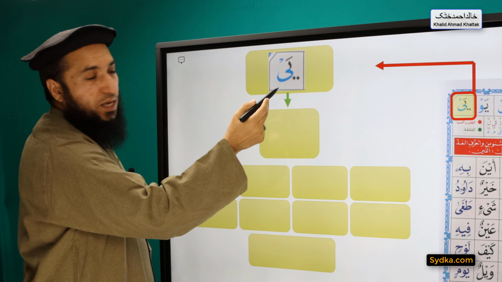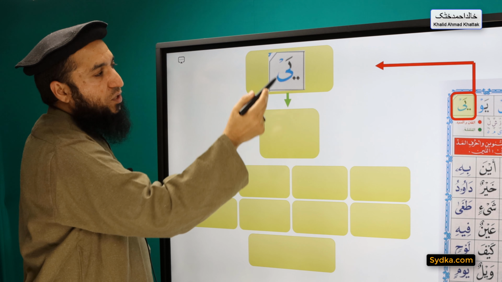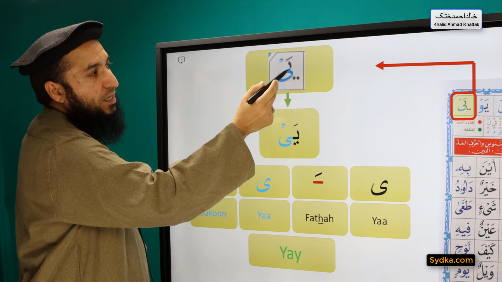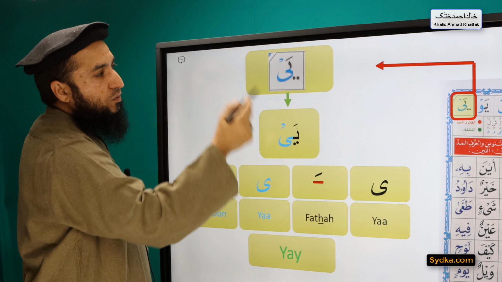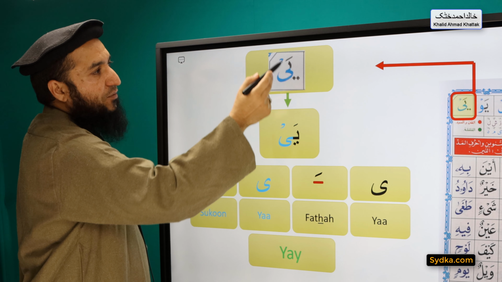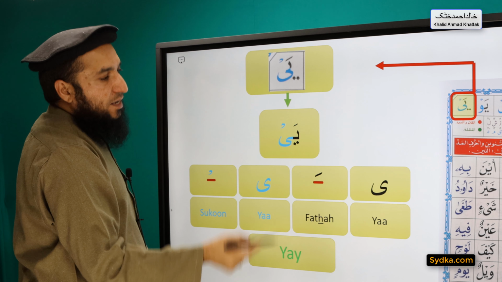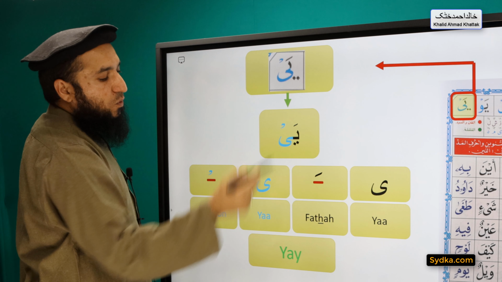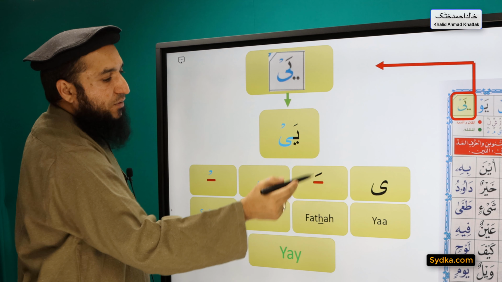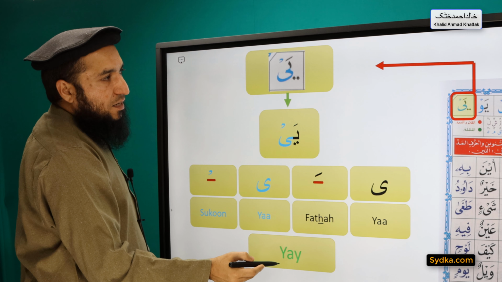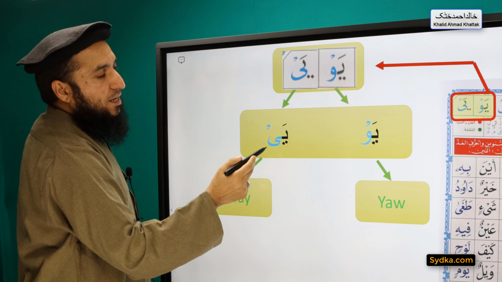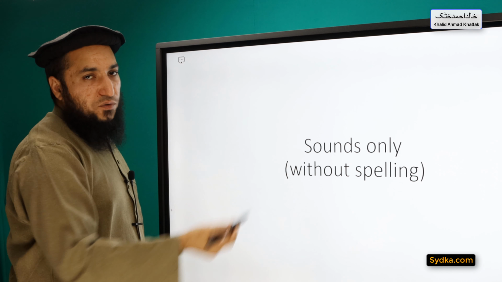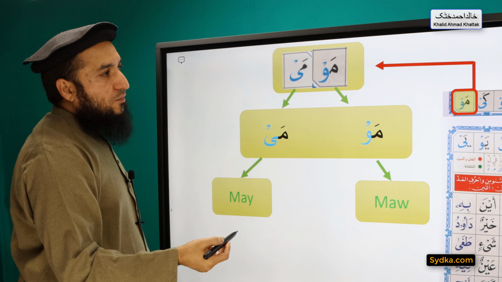The next syllable we have is Ya fatha ya sukoon yay. Ya is a light letter, it has fatha on top of it, it is followed by another ya, and this ya has a sukoon. Ya fatha ya sukoon yay. Yaw yay. Yaw yay.